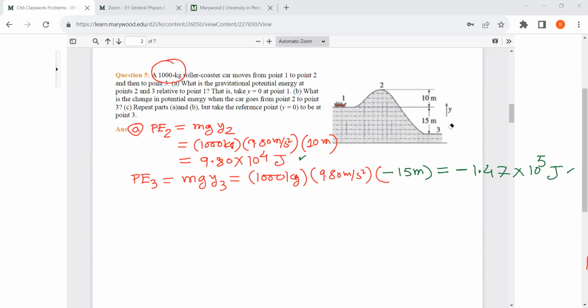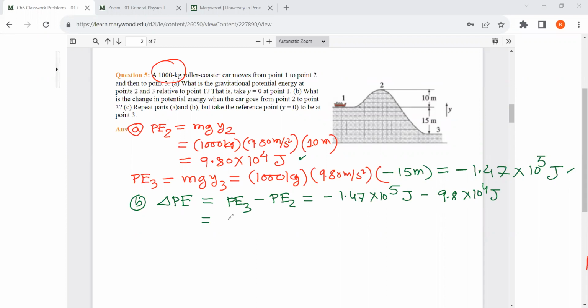So what is the change in potential energy? Okay, so the change in potential energy is delta PE, and delta PE is final potential energy minus initial potential energy. So final here is PE3 and initial is PE2, right? So minus 1.47 times 10 to the power 5 joule, minus minus 9.80 times 10 to the power 4 joule. And this will give me minus 2.45 times 10 to the power 5 joule.